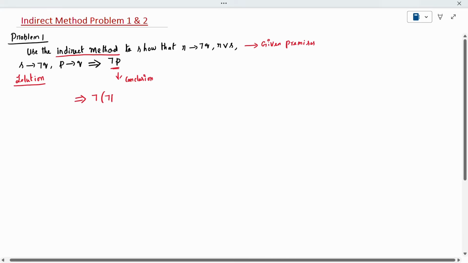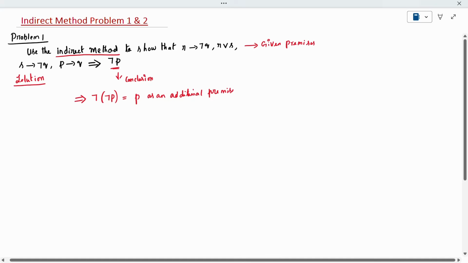If the conclusion is negation P, then we take the negation of that, and the negations get cancelled, leaving only P. That has to be taken as an additional premise. Along with the given premises, we take one more premise, which is nothing but the negation of the conclusion part.